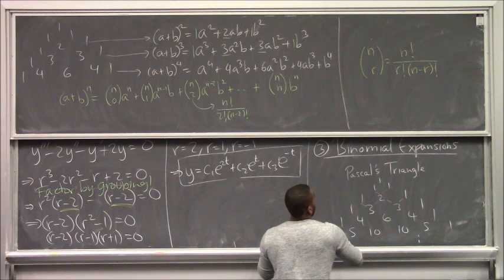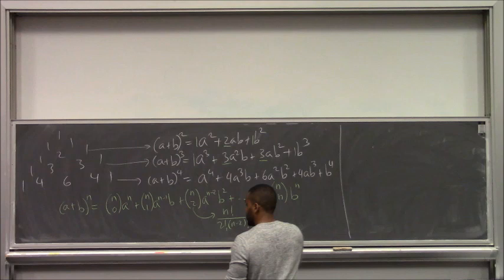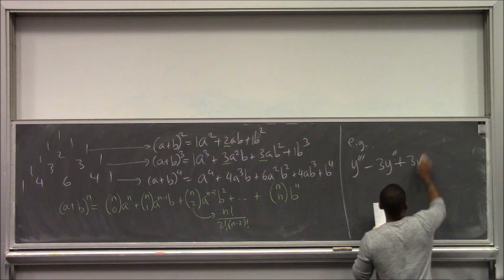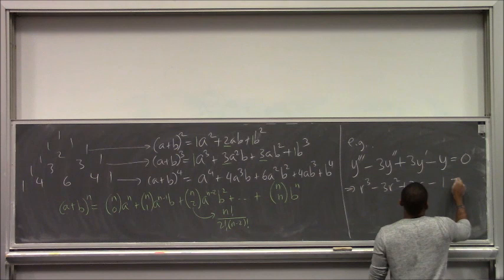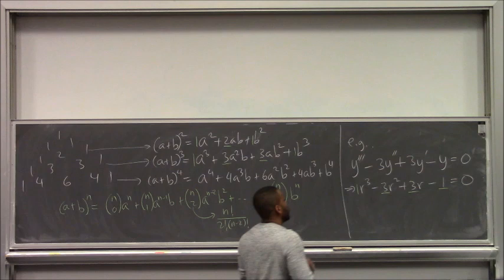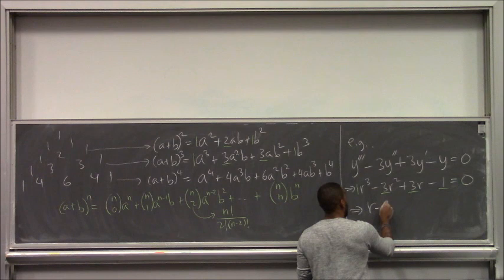An example where you'd use that: something like y triple prime minus 3y double prime plus 3y prime minus y equals 0. You would notice that this is r cubed minus 3r squared plus 3r minus 1 equals 0. Because Pascal's triangle is always going to be in the back of your mind with these things, you're going to notice that's a 1, 3, 3, 1, which makes you think of this formula with the cube expanded. But the fact that the signs are alternating means that the b is going to be negative. So this just factors into (r minus 1) all cubed.